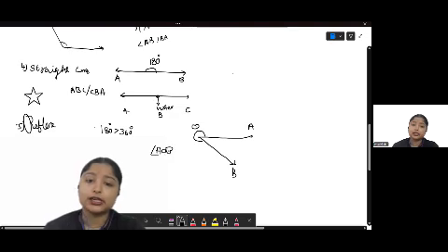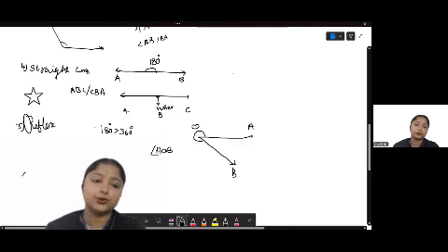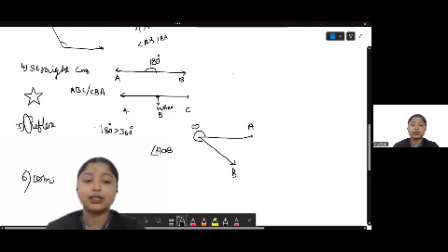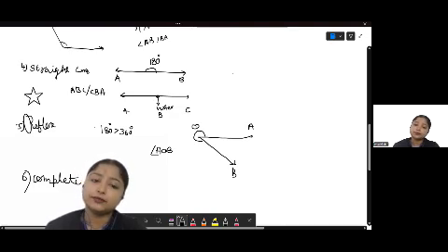Now let's move to the next type of angle, and the last type of angle that we are going to do, which is the complete angle. A complete angle, as the name suggests, is a complete 360 degree angle. You have heard that a complete circle makes 360 degrees. So that's why it's a complete angle.